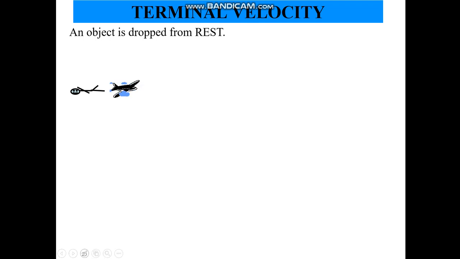Now, for the purposes of this discussion, we're going to ignore any sideways velocity. So we're going to ignore the fact that he's moving sideways. We're just going to consider downward motion, right? And we are going to think about air friction, but we're not going to consider sideways motion.